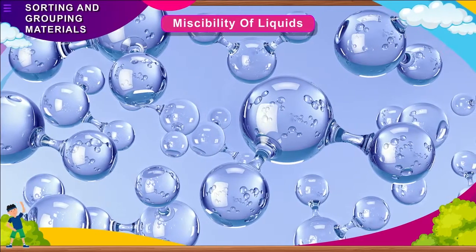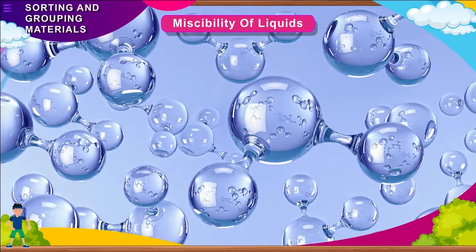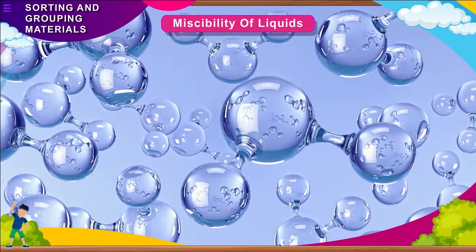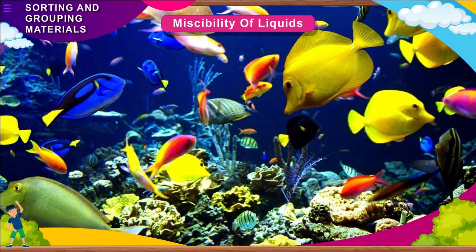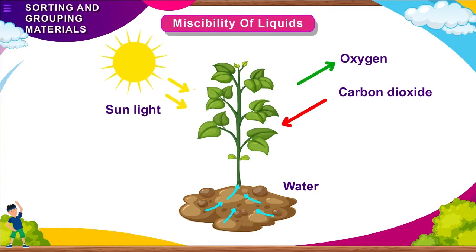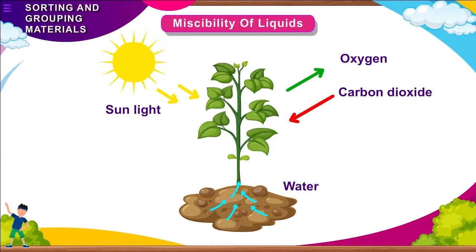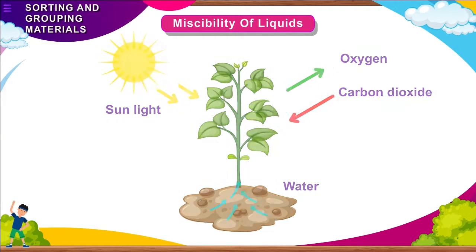Some gases also dissolve partially in water and have a useful role to play. Oxygen gas dissolved in water provides oxygen to the plants and animals that live underwater. Similarly, dissolved carbon dioxide gas provides raw material to water plants to prepare their food in the presence of sunlight by the process of photosynthesis.